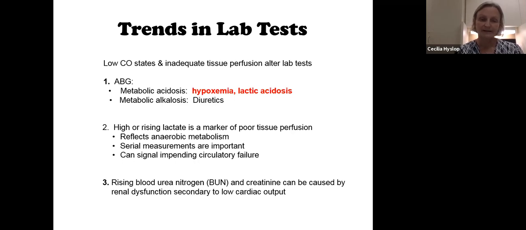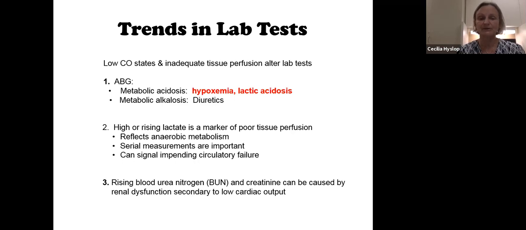So a higher, rising lactate is a marker of poor tissue perfusion. If we have poor cardiac output, then we have poor tissue perfusion, and these poor cells distally undergo anaerobic metabolism instead of aerobic metabolism, of which the byproduct is lactic acidosis. So serial measurements are important. It can signal impending circulatory failure.